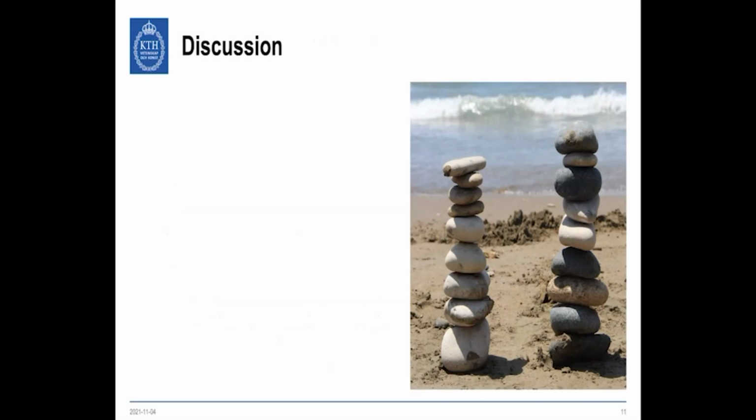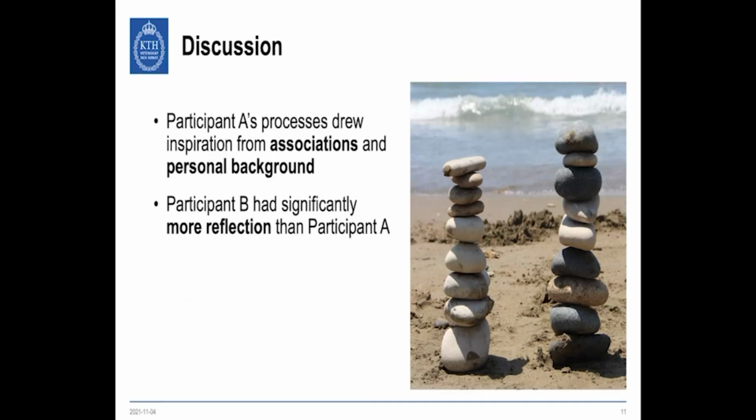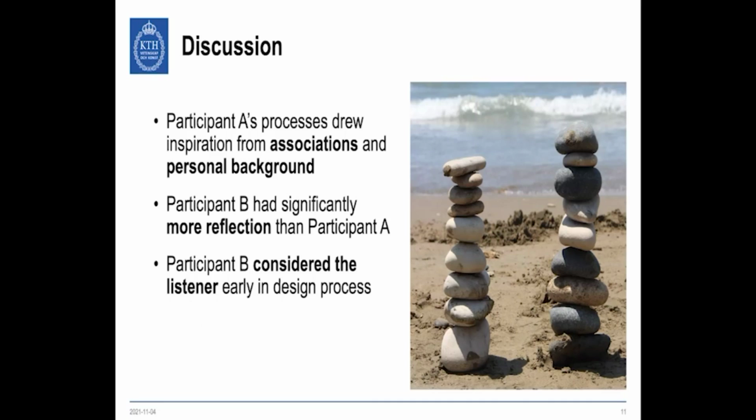So in our discussion, we can see that participant A's process drew a lot from associations and personal background, while participant B has significantly more reflection than participant A. Participant B considered a listener early in his design process, and this is believed possible due to him working on solo projects more than being part of a design team. So he tended to think of the listener, have much more connection with the listener, with the end user.